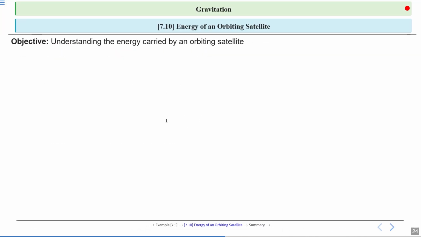Let's continue with energy of an orbiting satellite. So let's focus on the potential energy. The formula for potential energy U is equal to minus GMe into m divided by (Re plus h).